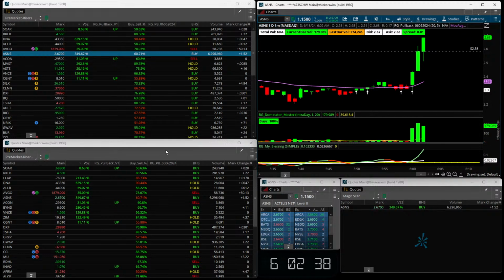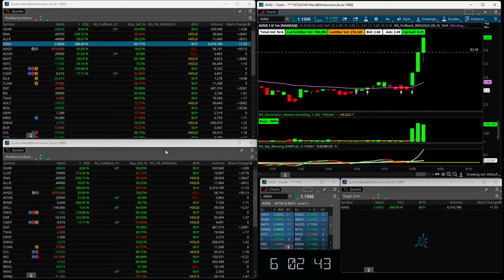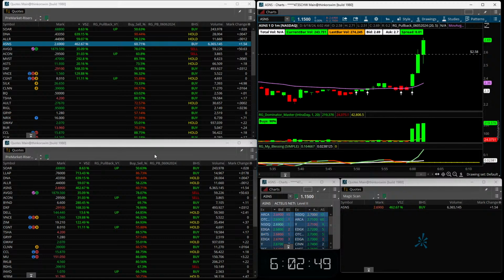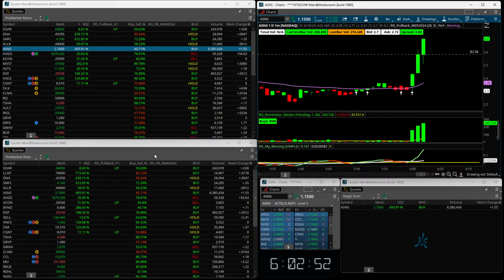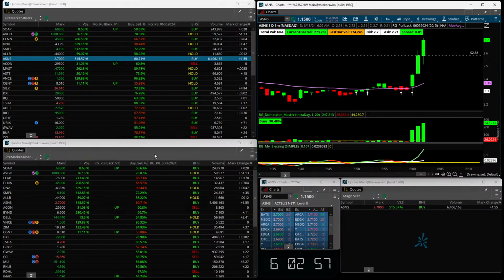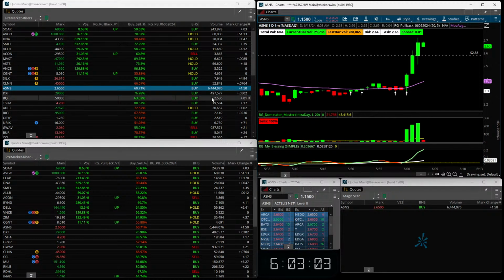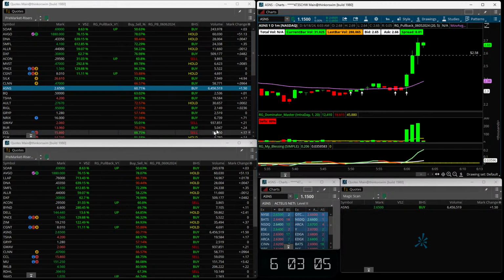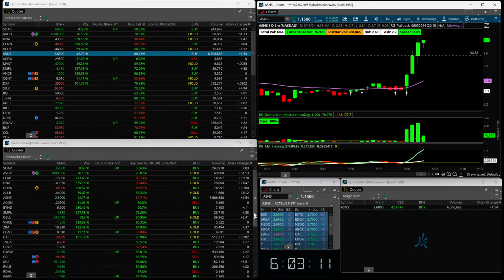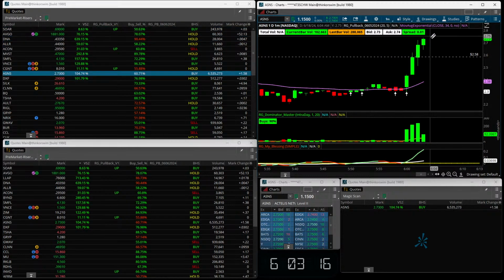Running on up to 270, or pretty close to it, 268, now 270. Continuing to fly. Now pulling back. Let's see if it's a pullback or do we get another wick on the bottom and the buyers come back in and push it up even higher.